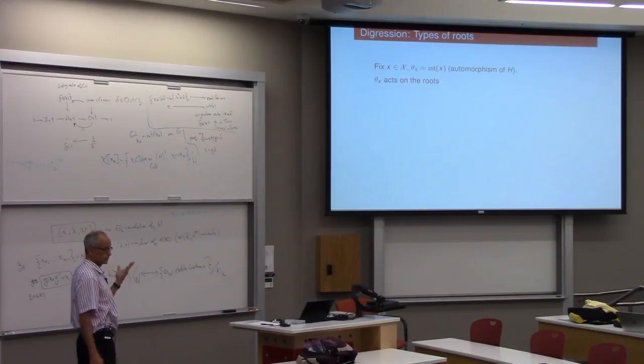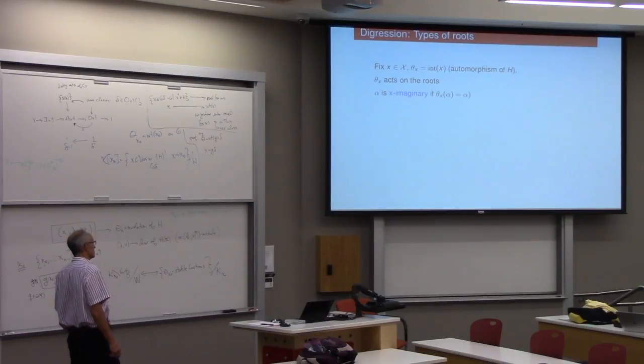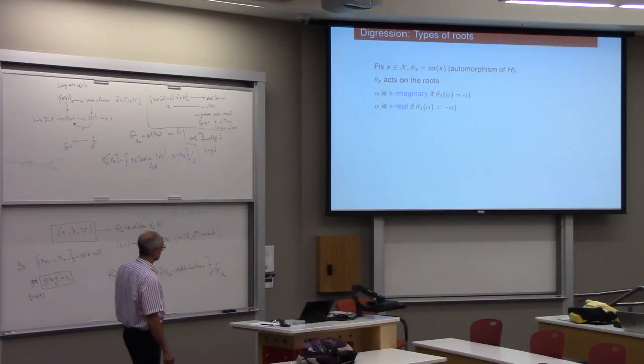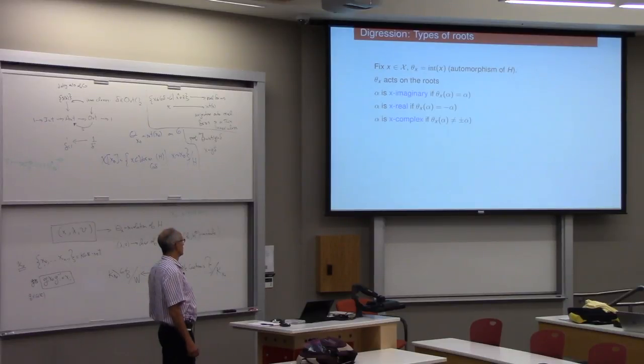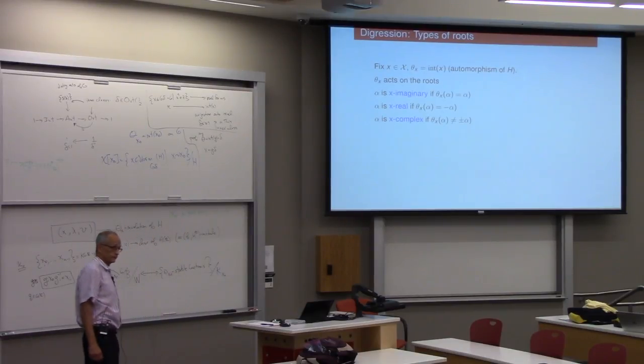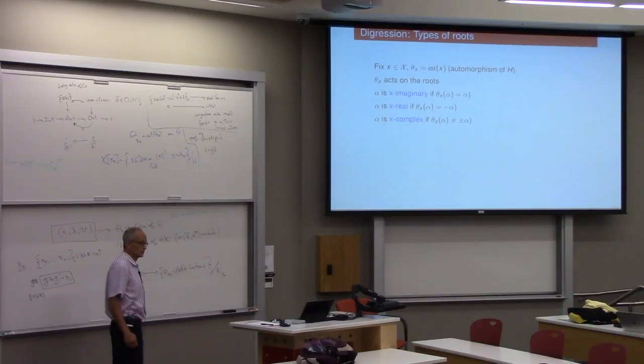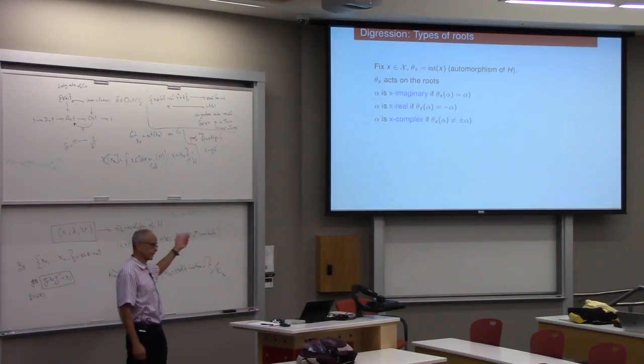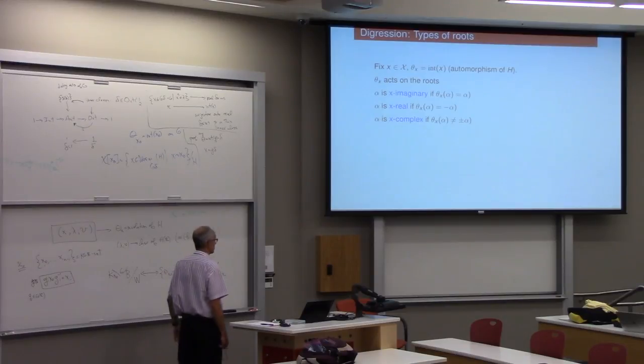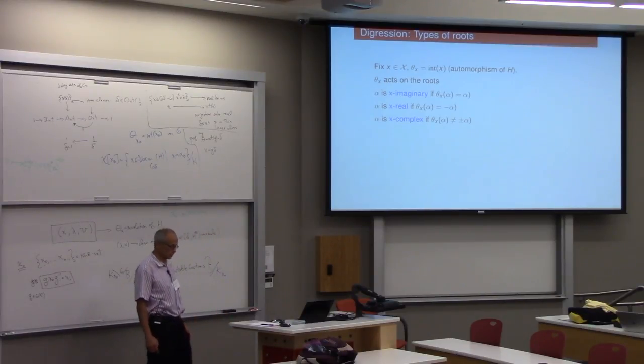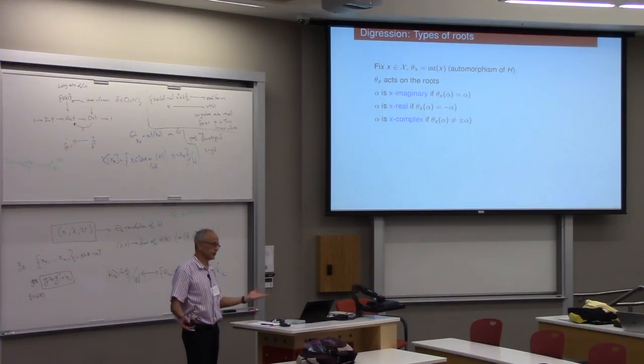It acts on the roots. That's the property of it. And we say that a root is X imaginary if it's fixed by theta, X real if it's taken to its negative, and X complex if neither. Sometimes I'll just drop the X and say imaginary, real, and complex, but since X is varying, you might want to specify which theta you're talking about. And this is standard terminology.